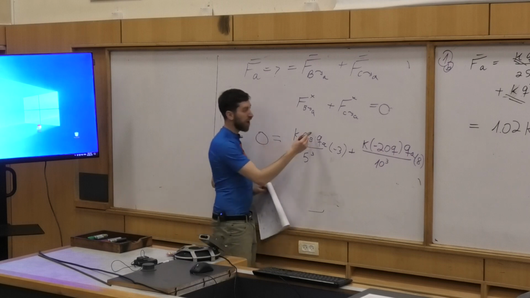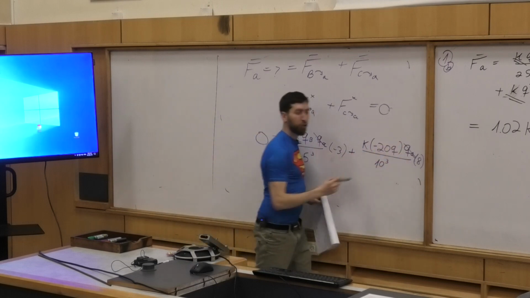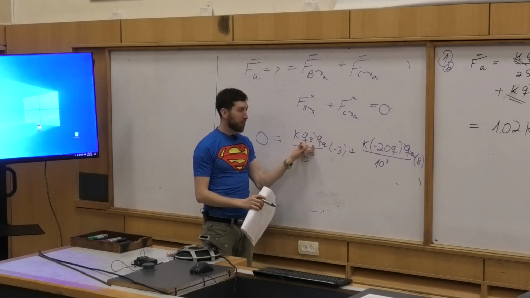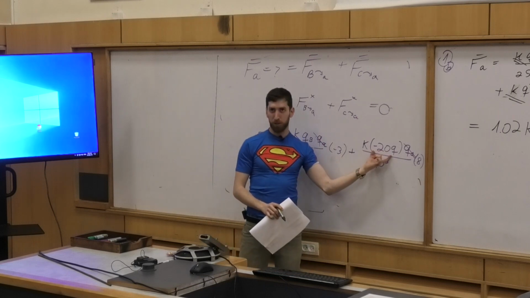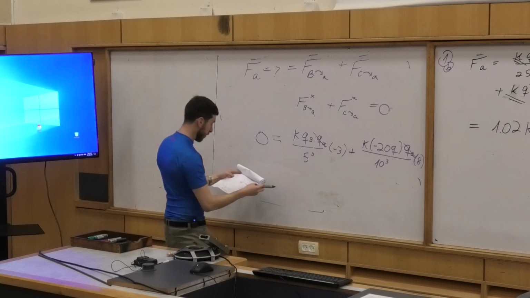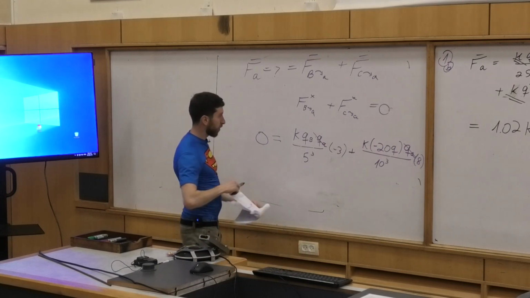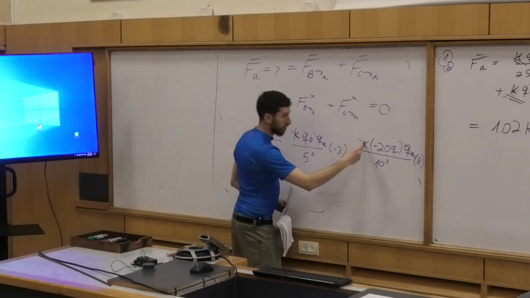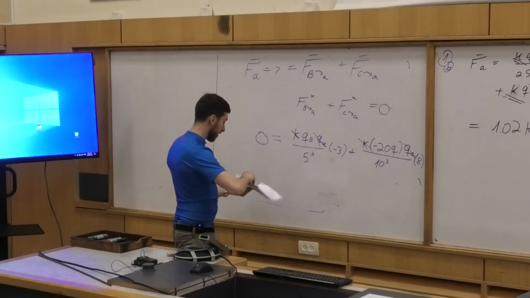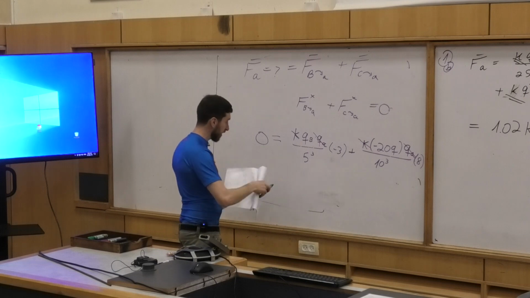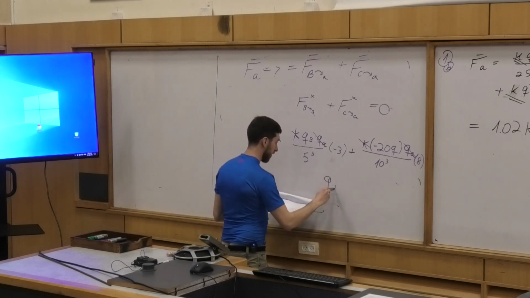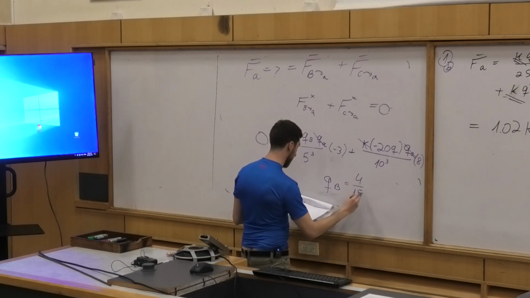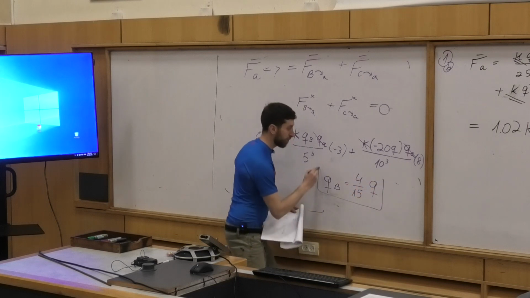Note, I don't care about charge A. Charge A is not going to play. It's a battle between this one and this one, right? This is the fight. Good? And it's just one component. You can also divide by K, okay? And the result is that Q_B ends up being 4 divided by 15 Q.